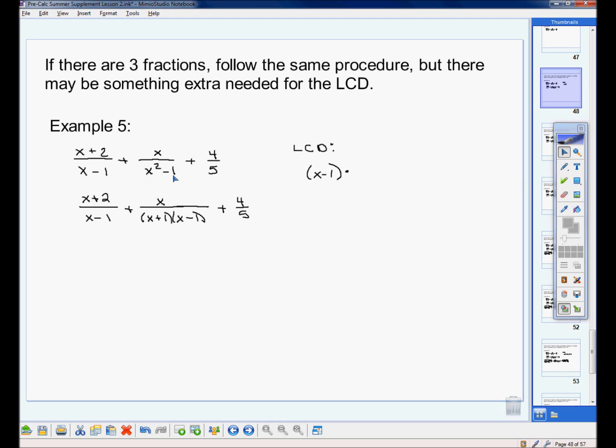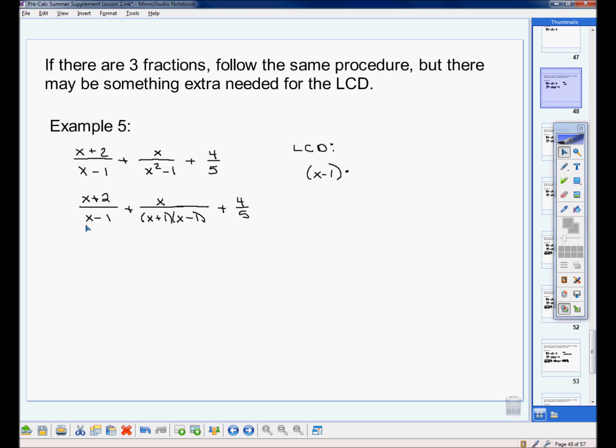X squared is a square. 1 times 1 is 1. So x plus 1 times x minus 1. This does show up quite a bit in the practice problems, so this little trick right here, don't miss that. 4/5 is already factored. So when we start looking at the least common denominator, we'll start with this fraction.